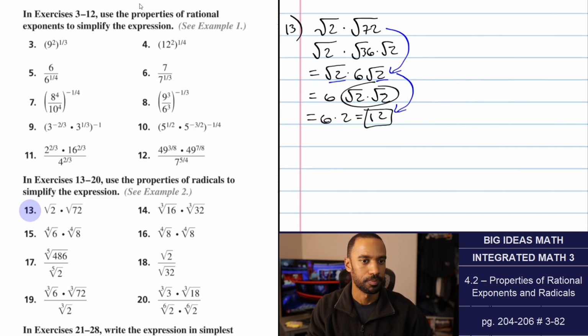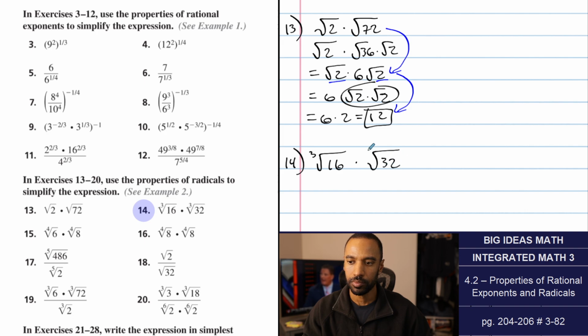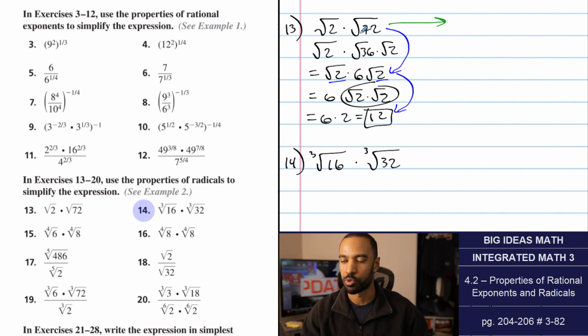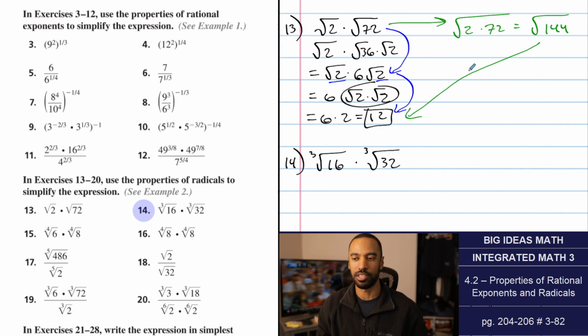Number 14, well, it depends, because now we're dealing with cube roots, so we have to make sure that we get our first hit of cube roots the right way that we understand. Cube root of 16 times cube root of 32. One thing I want to make mention of, and this is true for this problem as well, by the way, here's an alternative of what we could have done before I continue on: root 2 times root 72. We could have turned them into a single square root, and that's root 144. And square root of 144 is 12. And you go, oh, that was a lot easier.